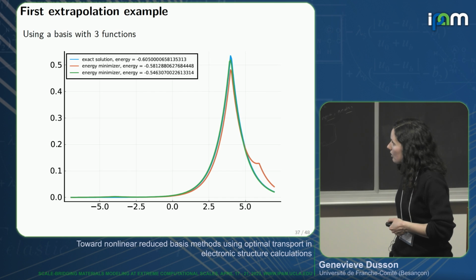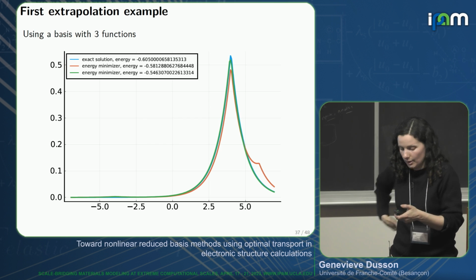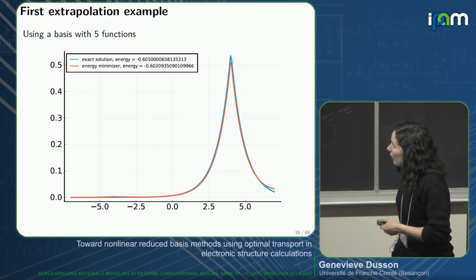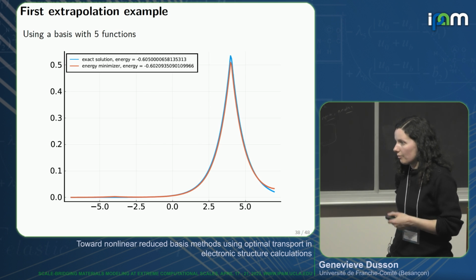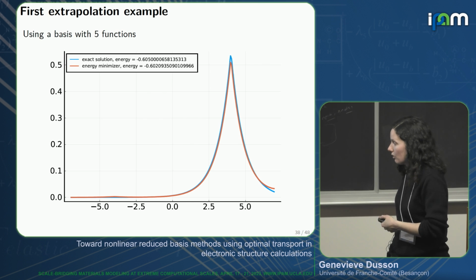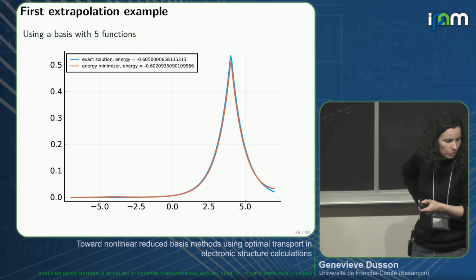And we see that the solution seems a bit far, but still if we look at the energy, it's closer to the exact energy, which is here minus 0.6, than the green line here, which is not the energy minimizer, but which is the projection. Okay, and here this was what we obtained with 5 functions, and we get really close to the exact energy, and the solutions look reasonably close to each other.